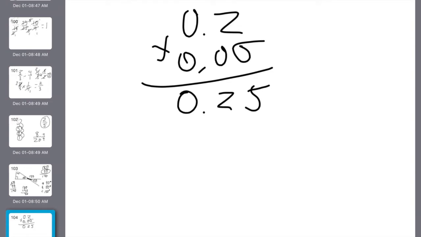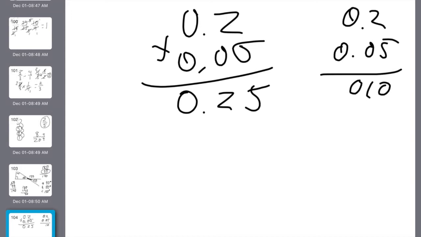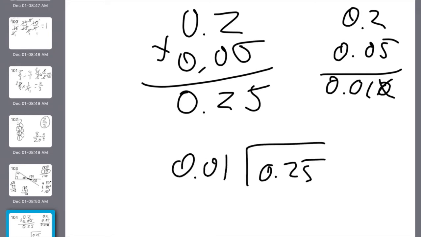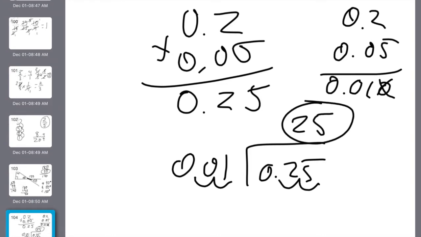So the first time I add it, the second time I'm going to multiply it. So I know that 5 times 2 is 10, but there's 3 of those, so I got 0.0 thing. Now I'm dividing, guys, so I have 0.25 being divided by 0.01. How many times does 1 go into 25? It goes in there 25 times. So working on lining up the decimals, counting the decimals, sliding the decimals, the difference between addition, multiplication, and division.